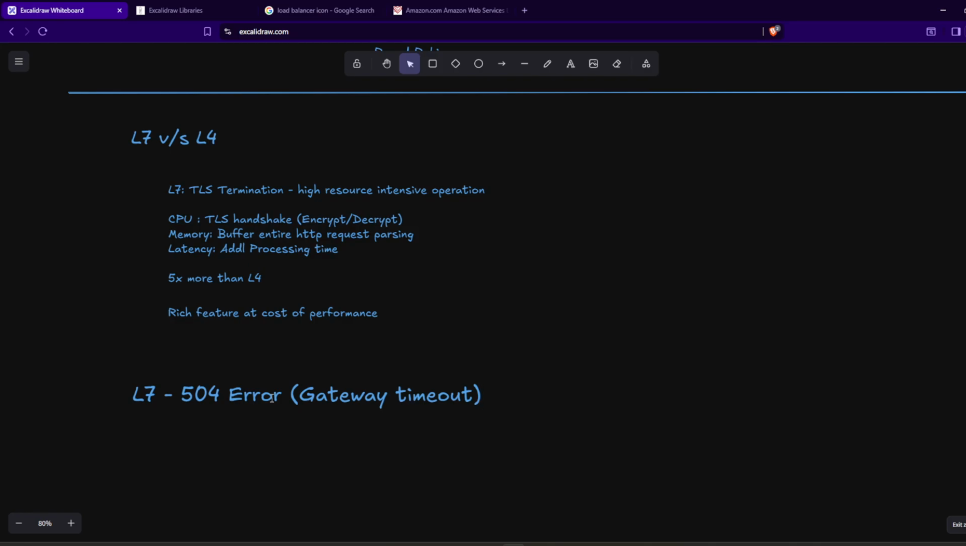So when we see that our L7 is returning this sort of error, what we should generally do is look into the logs and look for any long running operation.